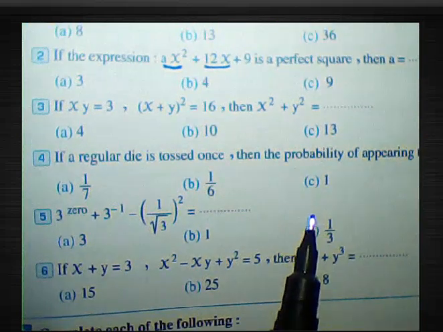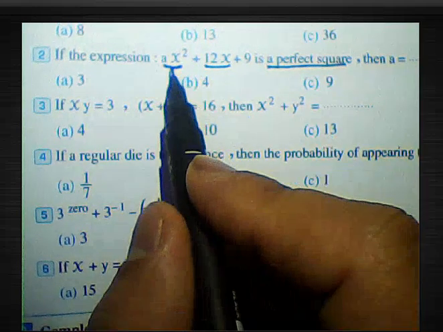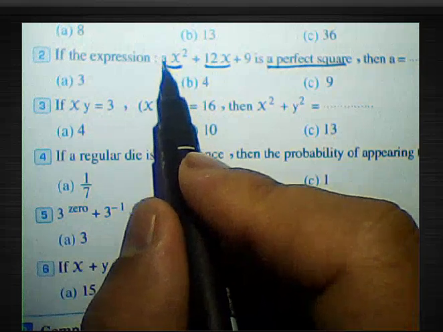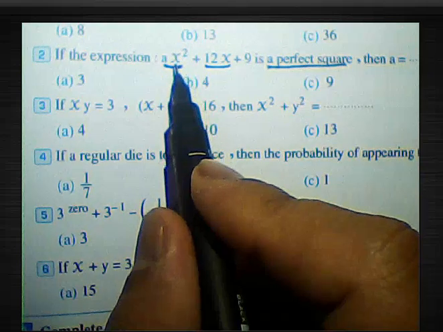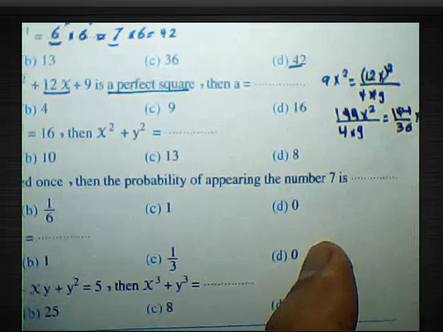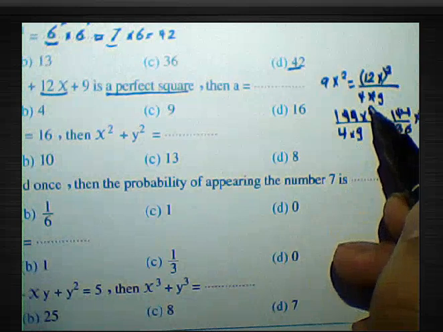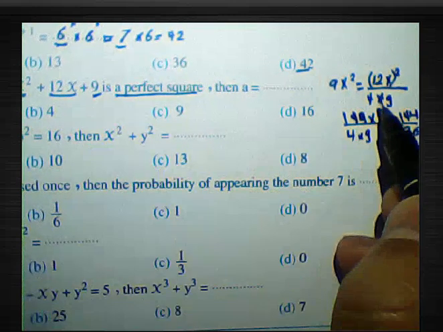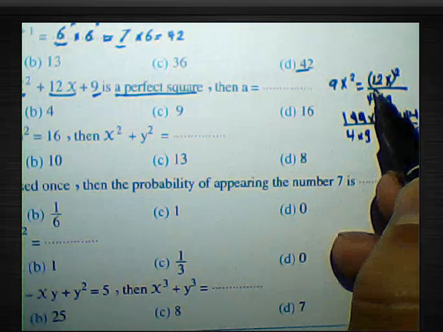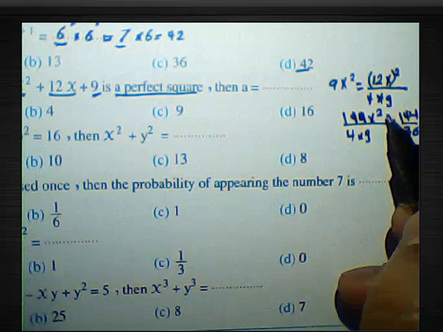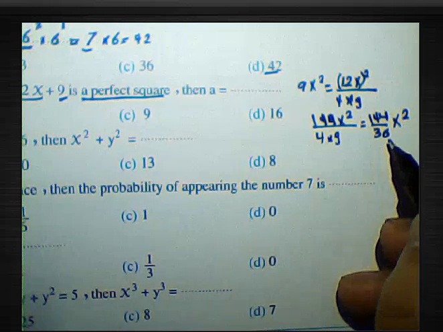Question number 2. If the expression ax power 2 plus 12x plus 9 is a perfect square, then a equals what? We know the perfect square means the first term equals the second term power 2 over 4 times the third term. Then ax power 2 equals the median power 2 over 4 times the third, 9. 12x power 2 means 144x power 2 over 4 times 9. It will be 144x power 2 over 36.